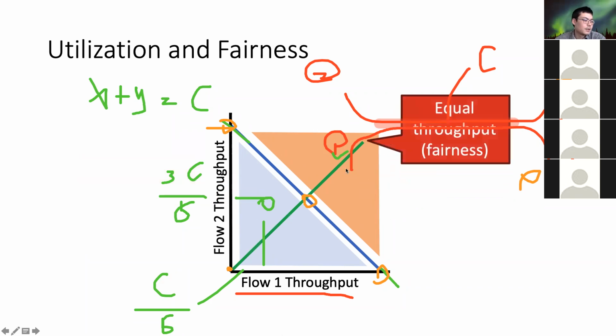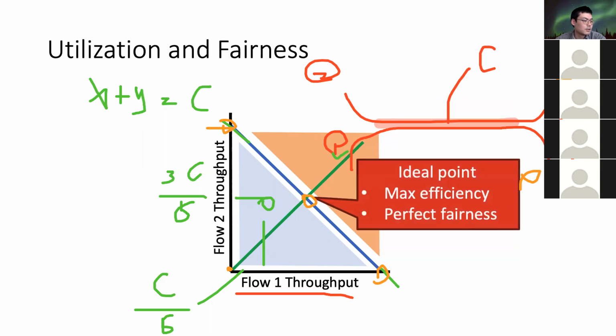And ideally, you want to have this point in the middle, which means everyone is using C by 2. Right? This is the ideal case, right? So this is the toy example we are having. Perfect fairness, everyone using half of the capacity of the link.